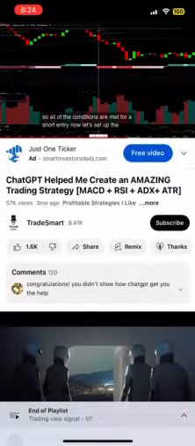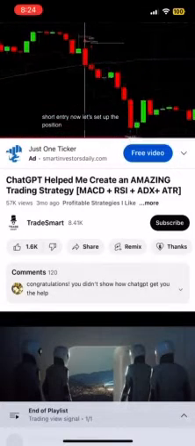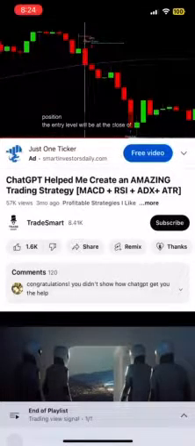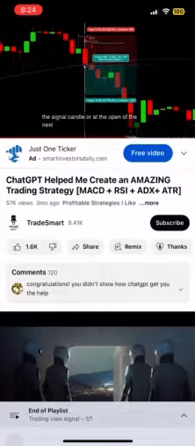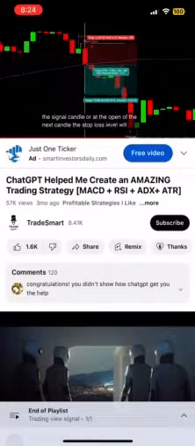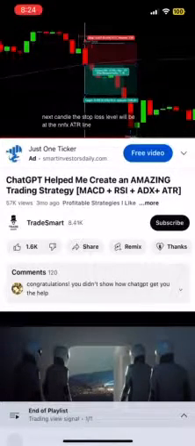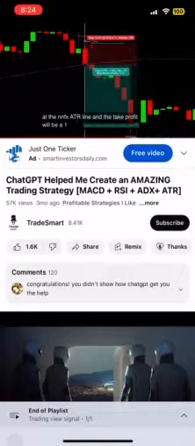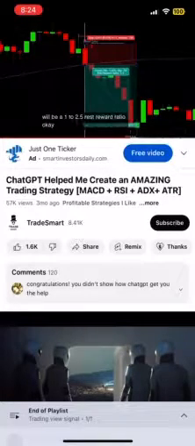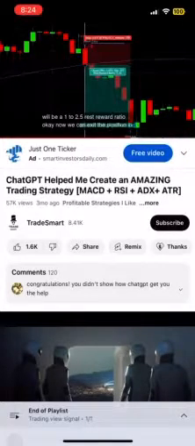Now let's set up the position. The entry level will be at the close of the signal candle or at the open of the next candle. The stop loss level will be at the NNFX ATR line, and the take profit will be a 1 to 2.5 risk to reward ratio. Okay, now we can exit the position in three ways.